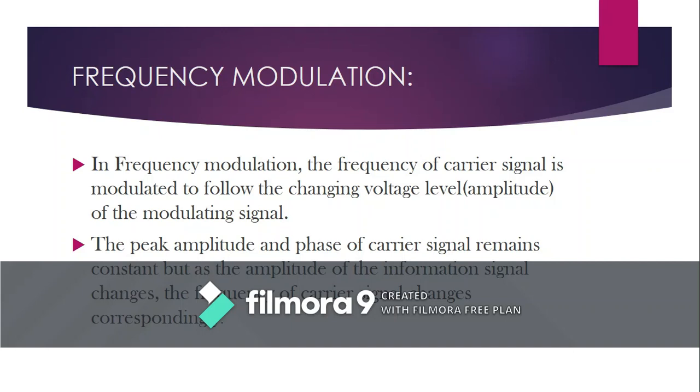Second, frequency modulation. In frequency modulation, the frequency of carrier signal is modulated to follow the changing voltage level of the modulating signal. The peak amplitude and the phase of carrier signal remain constant, but as the amplitude of the information signal changes, the frequency of carrier signal changes correspondingly.